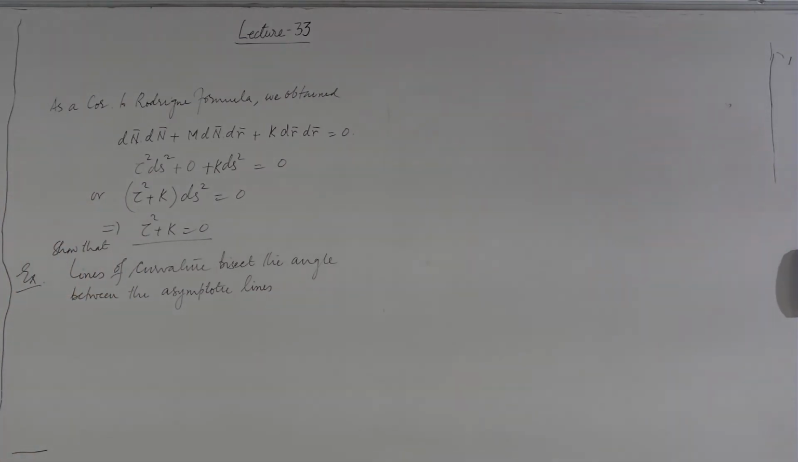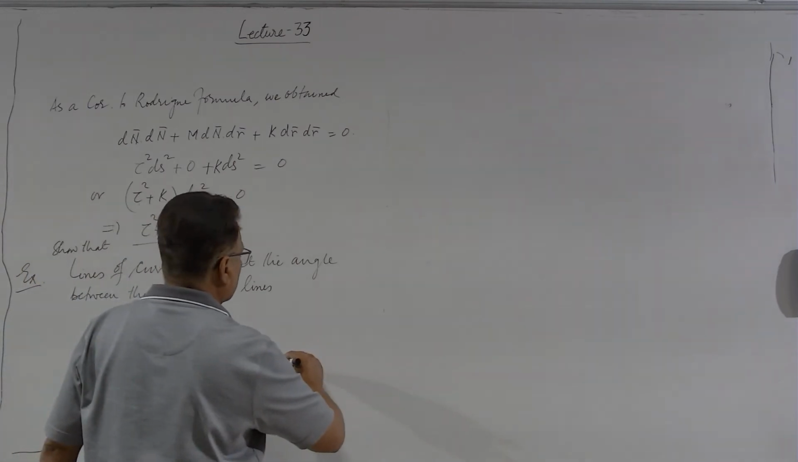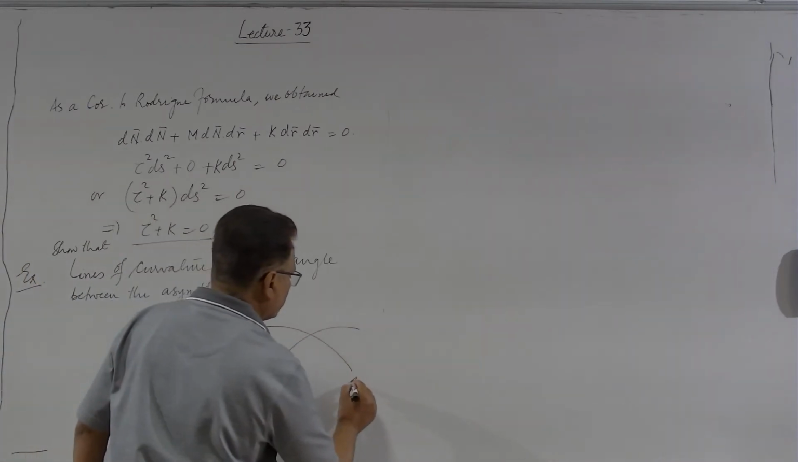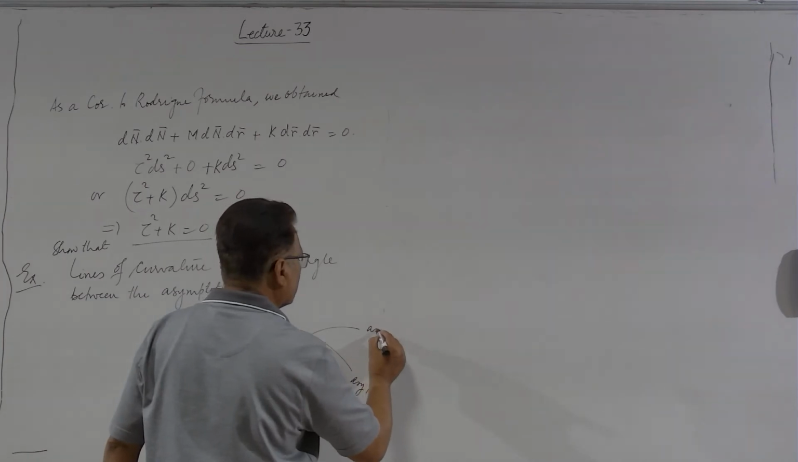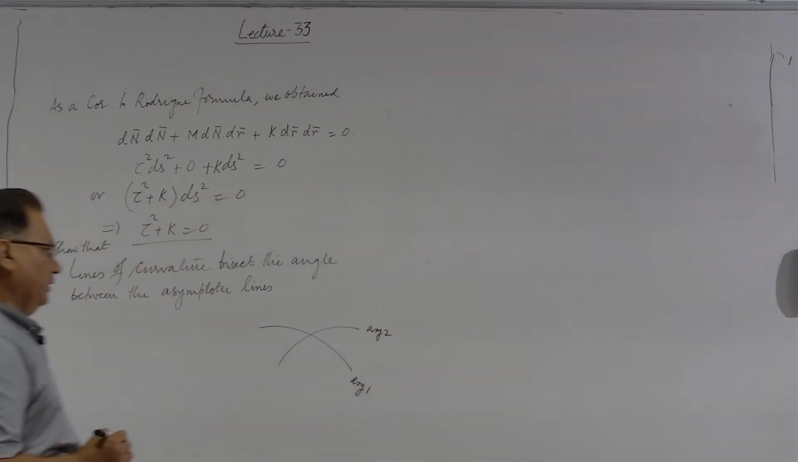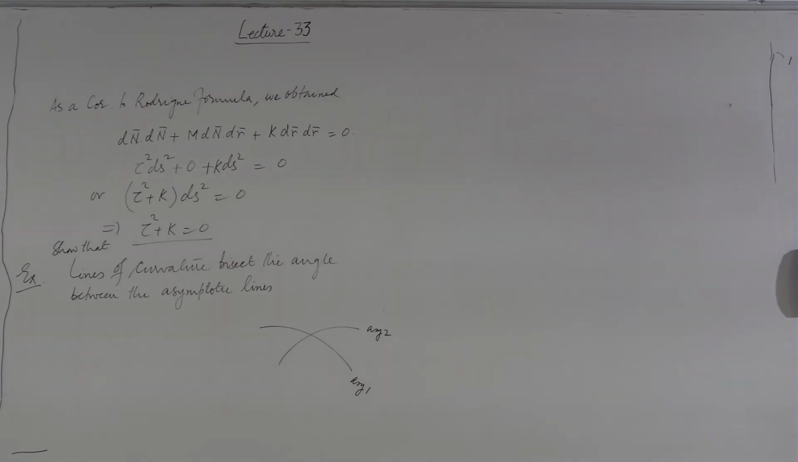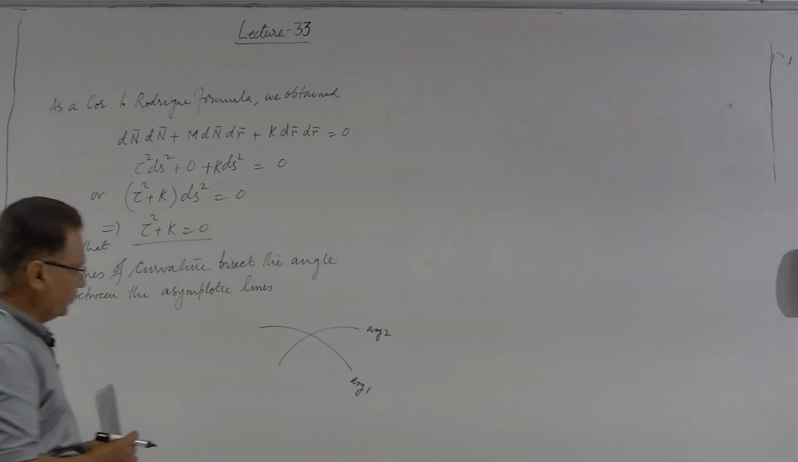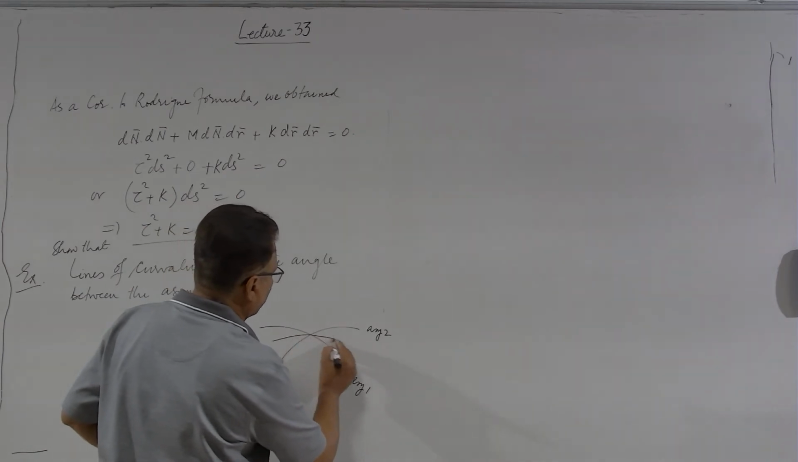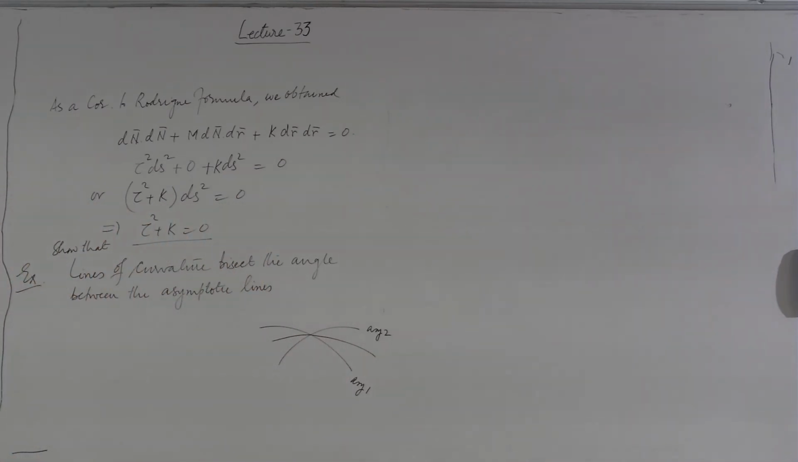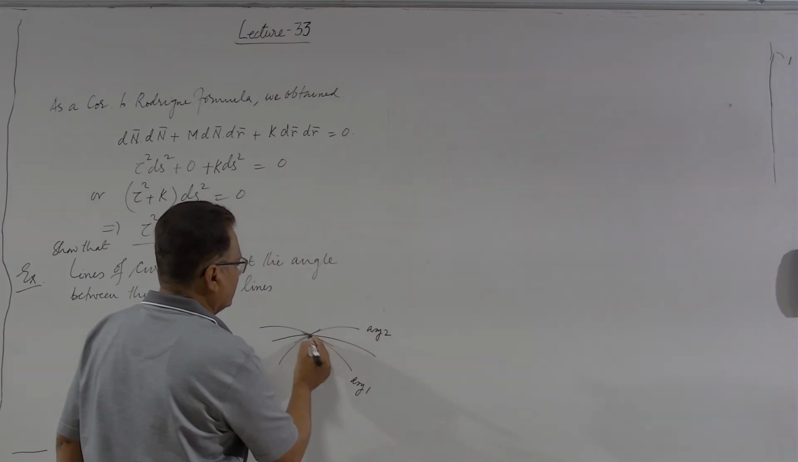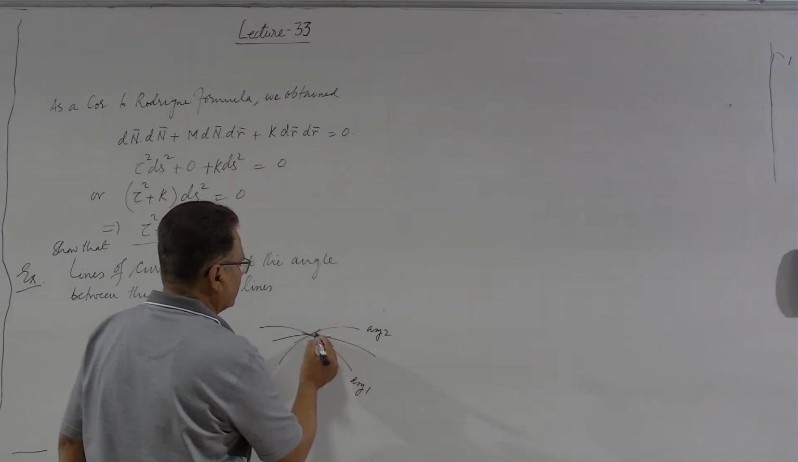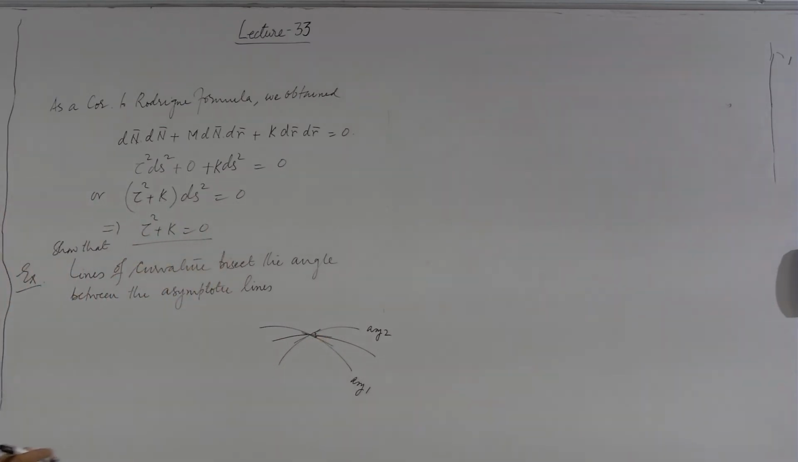Okay, so suppose you have asymptotic lines like this. This is the first asymptotic line, I will call it asymptotic 1, and this is the second asymptotic line, asymptotic line number 2. Then a line of curvature will bisect the angle between the two. If a line of curvature passes between these two asymptotic lines, then it will bisect the angle. So, you draw tangents, and this angle and this angle are the same.